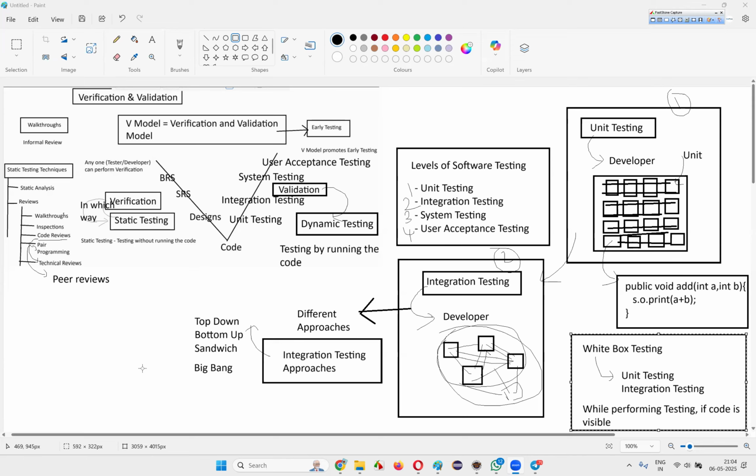And the testing will be done in which way? Code will be visible? No, that is called black box testing. I'll cover more about black box testing and how the code will not be visible, with examples and all. I'll cover that tomorrow. Okay, fine.